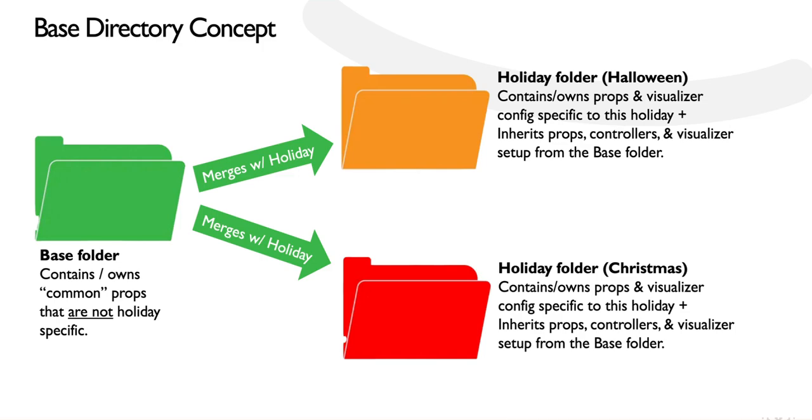But just to conceptually go over this before we get into the actual xLights tool, here's your base folder in green, which contains and owns common props that are not holiday specific. You'll have to make the determination yourself. A great example is a mega tree. Is a mega tree for Christmas only, or is it for Christmas and Halloween? You'll have to make those types of determinations, and that'll tell you whether the prop needs to live in the base folder and get inherited by the holiday folder, or does the prop not belong in the base folder? If you're only using the mega tree for Christmas, then the mega tree only needs to live in the Christmas holiday folder.